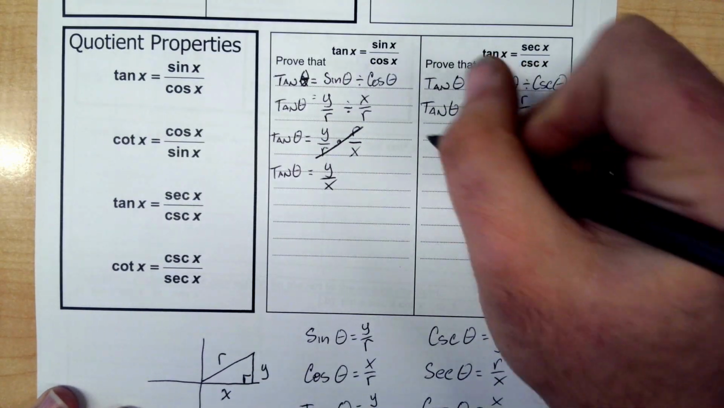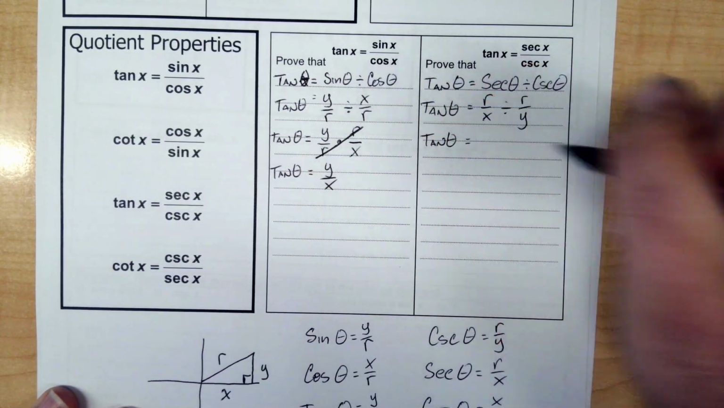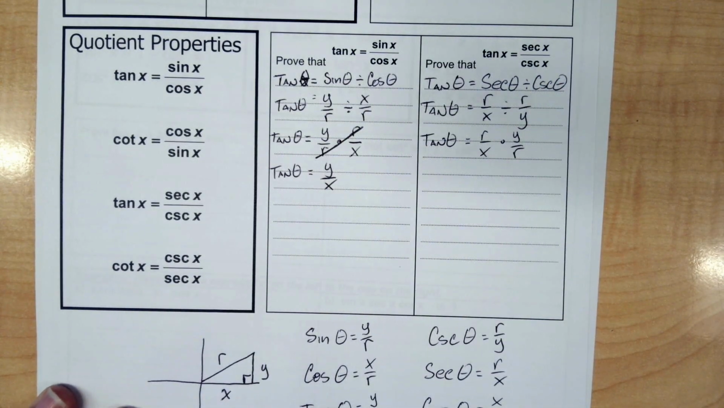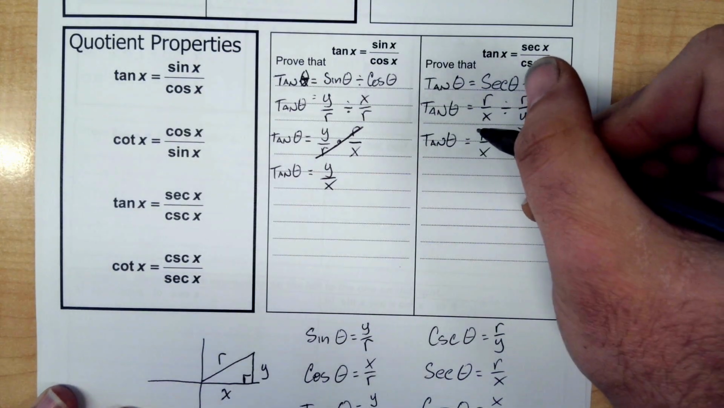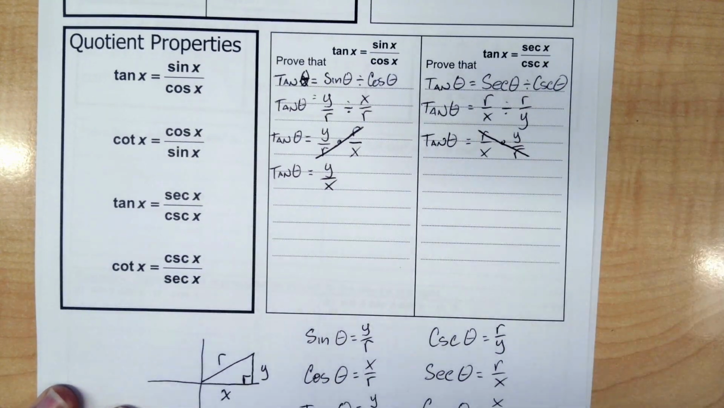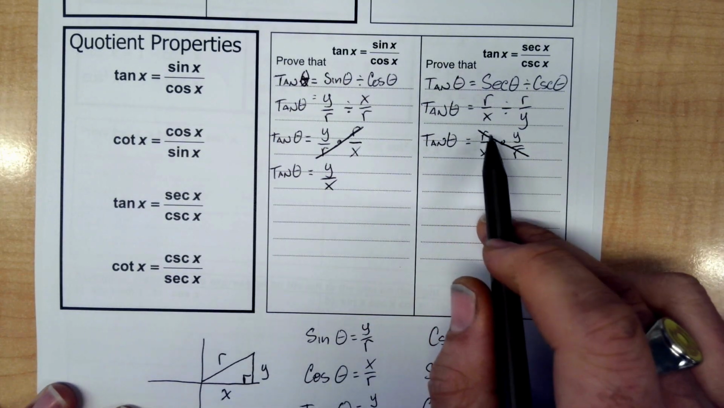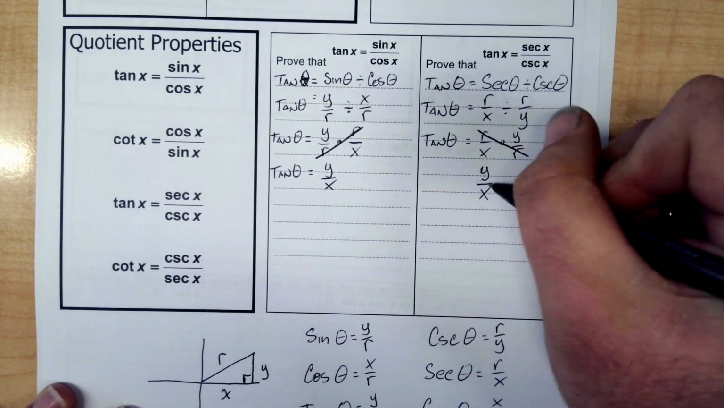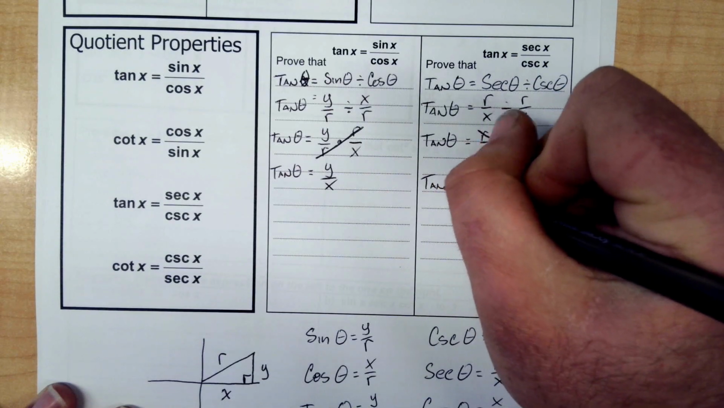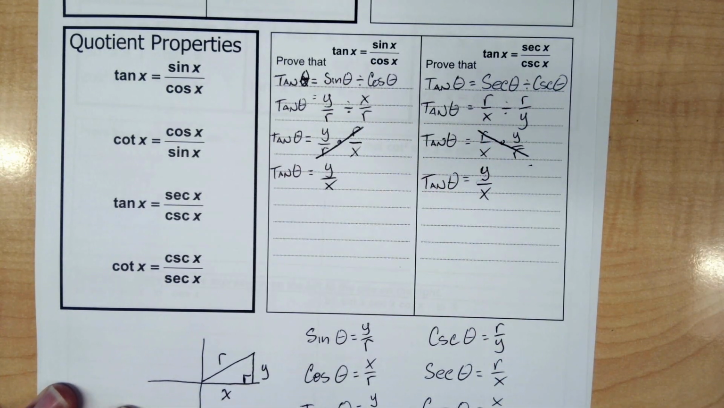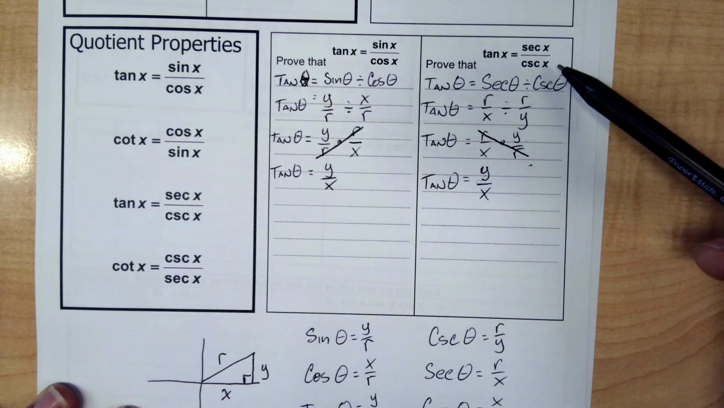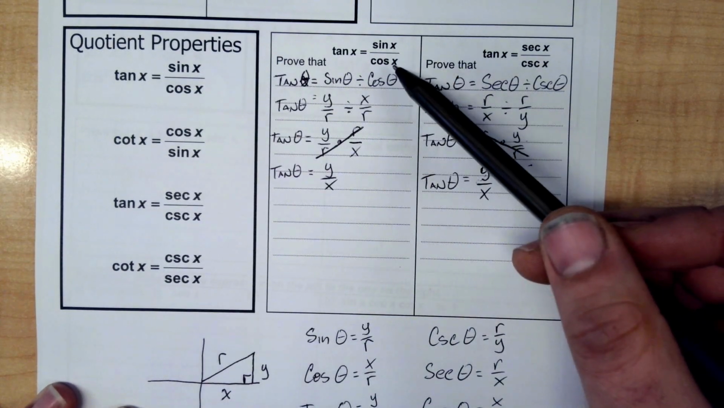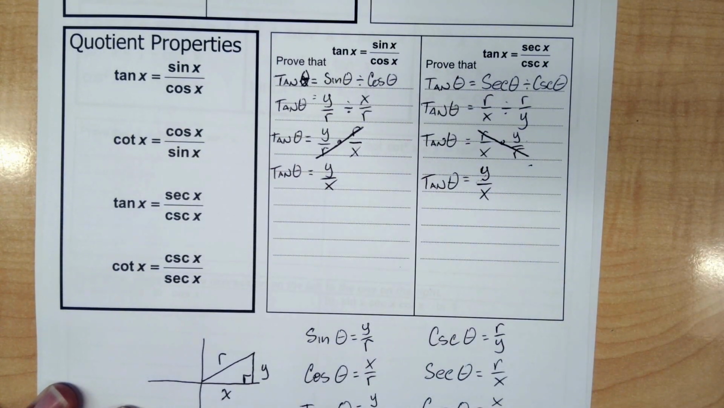Again, keep, change, flip. So r over x times y over r. And again, the r that we're multiplying by at the top can cancel the r that we're dividing by at the bottom, and now we just multiply across the top. 1 times y over x times 1 becomes again y over x, which is again the same thing as tangent. So we've just proven and shown that the secant divided by cosecant can be turned into something that represents a tangent. Same way that the sine divided by cosine can be turned into something that represents a tangent as well.